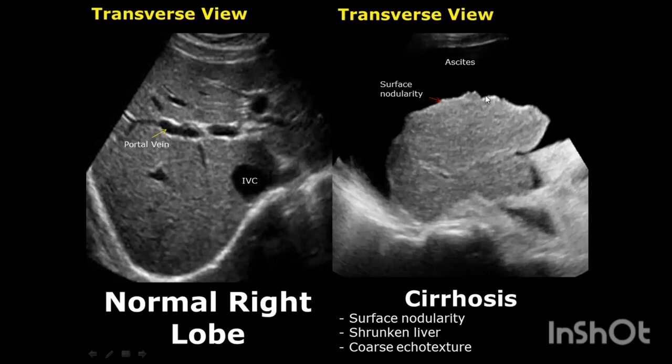Here is another image of a cirrhotic liver showing us surface nodularity and a shrunken liver with coarse echotexture surrounded by ascitic fluid.